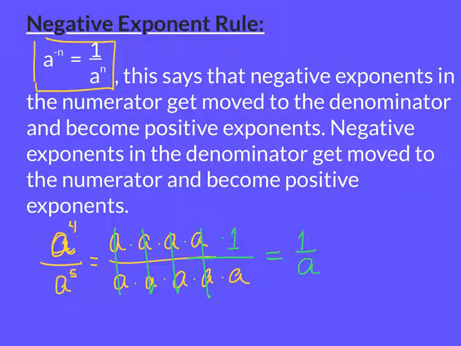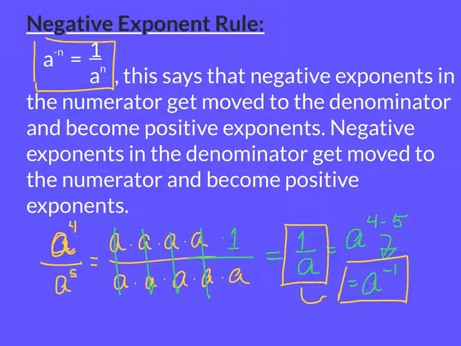Let's see an exponent there. What does that mean? Well, let's look at our rule, a to the 4 minus 5. If I take away 5 from 4, I do get negative 1, a to the negative 1 power. So that, in fact, does show me how these two are equal to each other.